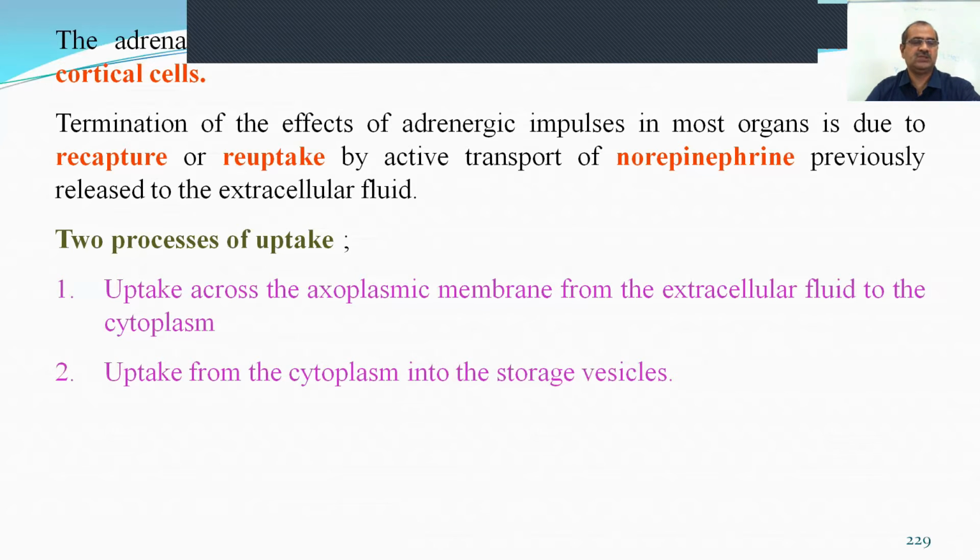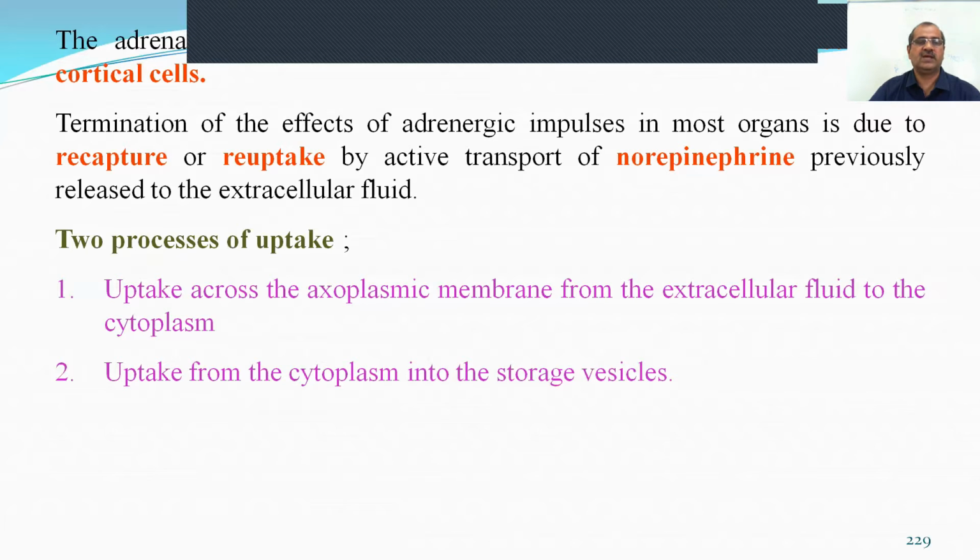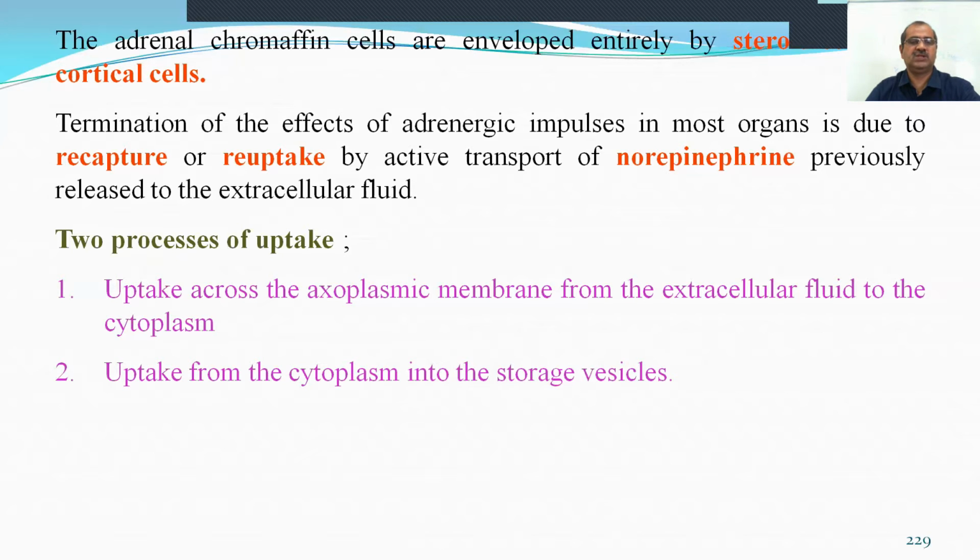So whenever the action potential comes and a massive amount of norepinephrine is released from the storage vesicles into the synaptic cleft, even though the catechol O-methyl transferase enzyme is present, it is not so strong and specific as acetylcholinesterase. So the huge quantity of norepinephrine released is reuptaken back into the cytoplasm, and then uptaken from the cytoplasm into the storage vesicles.